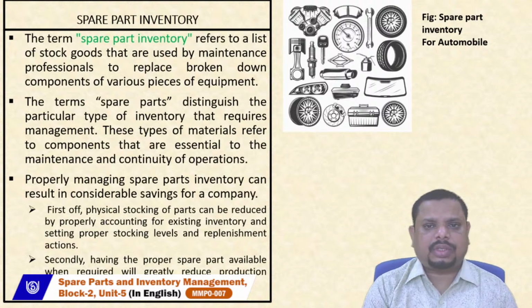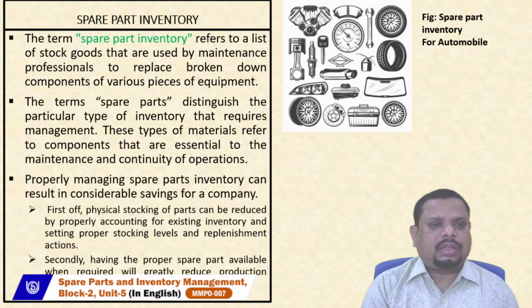Moving to the second one, having proper spare parts available will greatly reduce production downtime and improve equipment availability. If you provide parts on a timely basis, or apply the just-in-time concept in providing spare parts, you can reduce production downtimes or breakdown downtimes. The next important part is equipment availability. These are the basic overview of spare parts inventories.